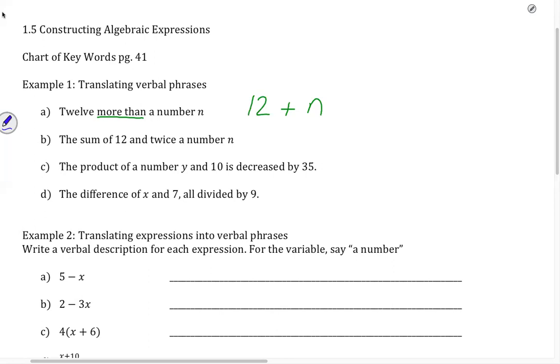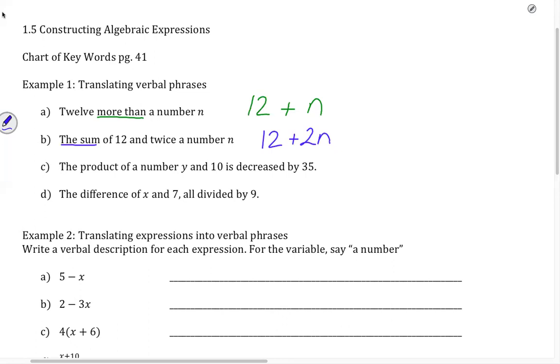So the sum, well, what does sum mean? Again, that means to add. So we're going to add the next two things. So we have the sum of 12 and now here's the thing, we have twice the number n. So twice the number is 2n. So the sum of 12 and twice the number n is represented by 12 plus 2n.